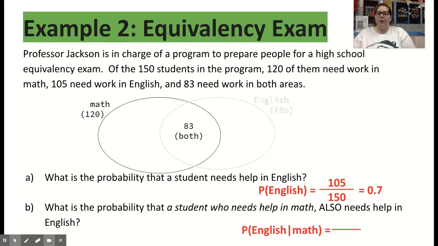I know that the total number of math students is going to go on the bottom, so 120. And then in that circle of math students, we know that 83 of them also needed help in English because they were in that overlap section. And when I divide that, I get 0.69.